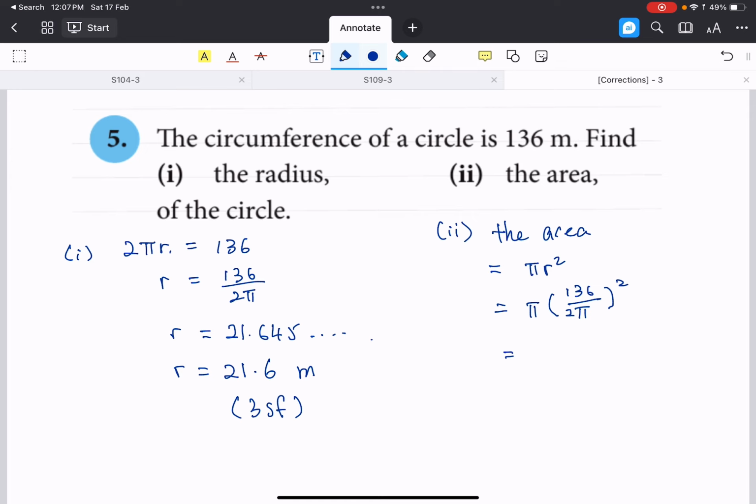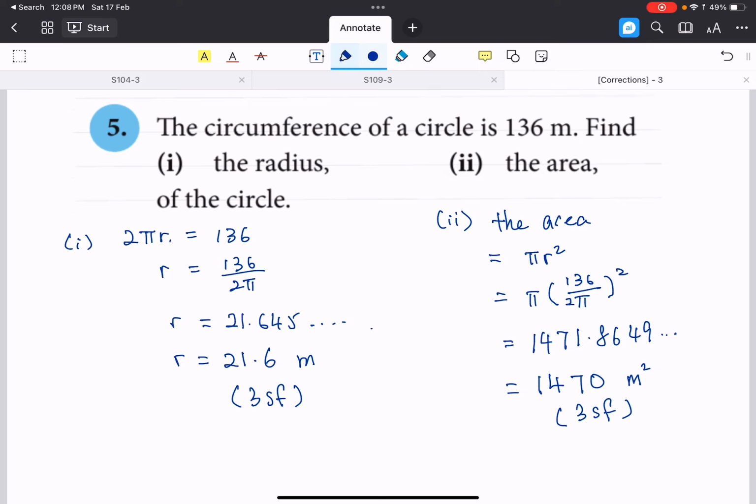Times pi. We get 1471.8649, etc. And of course, to write it as three significant figures eventually, is 1470. And the units for area is meter square. And yes, please indicate that it's three significant figures. So that's how we can do this and present it in a proper way.